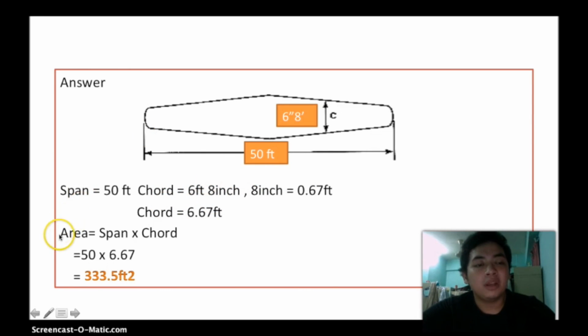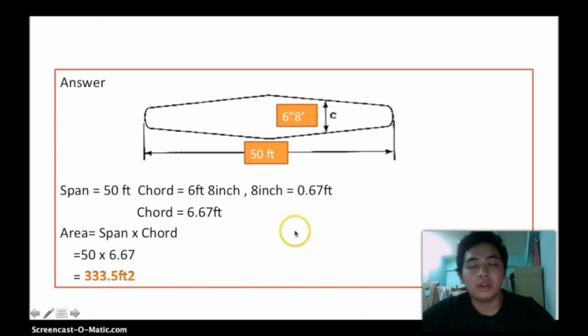By using the formula area equals span times chord, we just substitute the values of the span and chord into the formula. So 50 times 6.67 feet gives 333.5 feet square. That is the answer for this question, everyone.